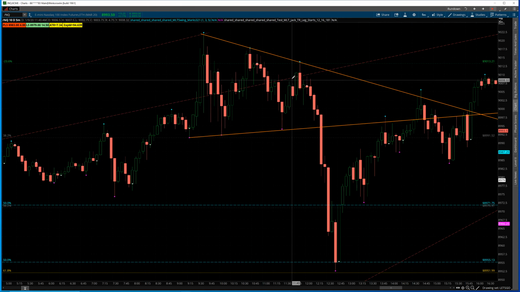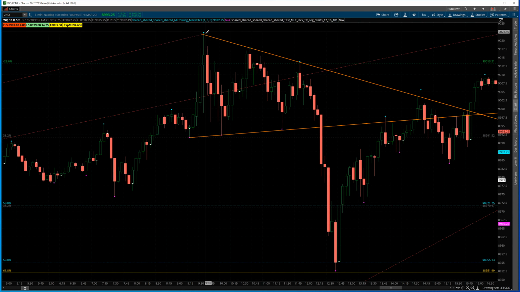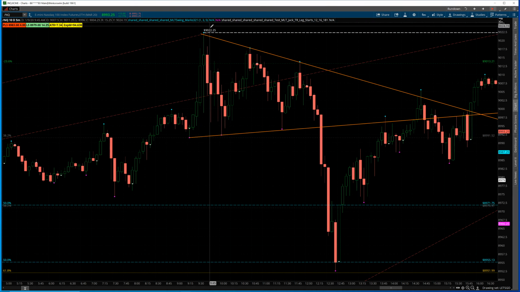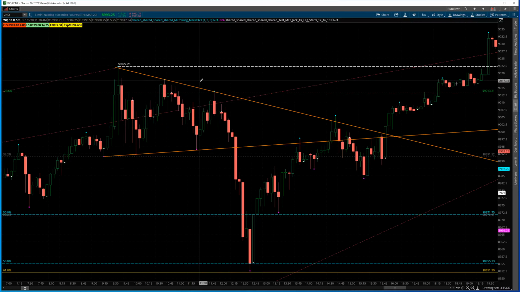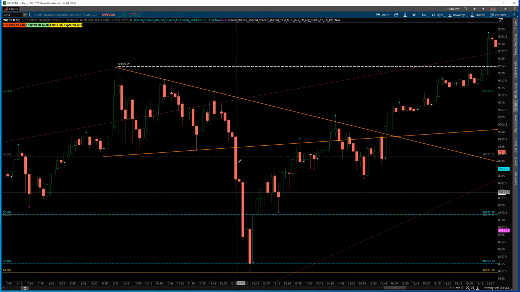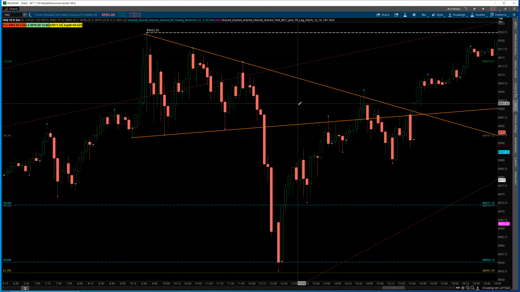Okay, and then we broke down. So literally from this 90.13, the high on the first test, we dipped 10 points. And we ended up falling all the way down about, call it, 60 points. We dropped about 60 points, which was really one of the best moves all day. And then there was the reversal as well.